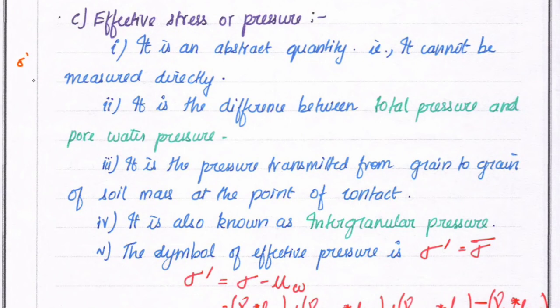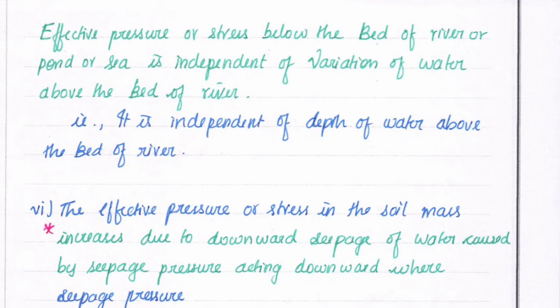Okay, so next thing is effective pressure, that is sigma dash. We cannot find the effective stress directly, so we calculate it from the total pressure minus the pore water pressure. So sigma dash equals sigma minus mu, where sigma is the total pressure and mu is the pore water pressure. Next important thing: the effective pressure or stress below the bed of a river, pond or sea is independent of the variation of the water above the bed. So it is independent of the depth of water above the bed surface. That's the most important thing we have to note here.